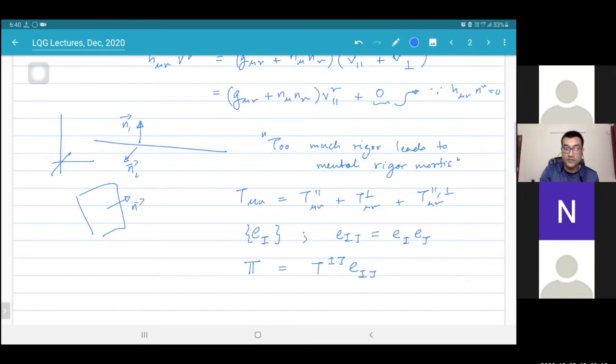Nehal, did you have a question? You had unmuted yourself. So now, what is this e_ij? What I'm doing is that I have some local tangent space, and I'm choosing a set of basis vectors e_1, e_2, e_3. So this i represents the internal indices in the local tangent space. These are Lorentz indices.